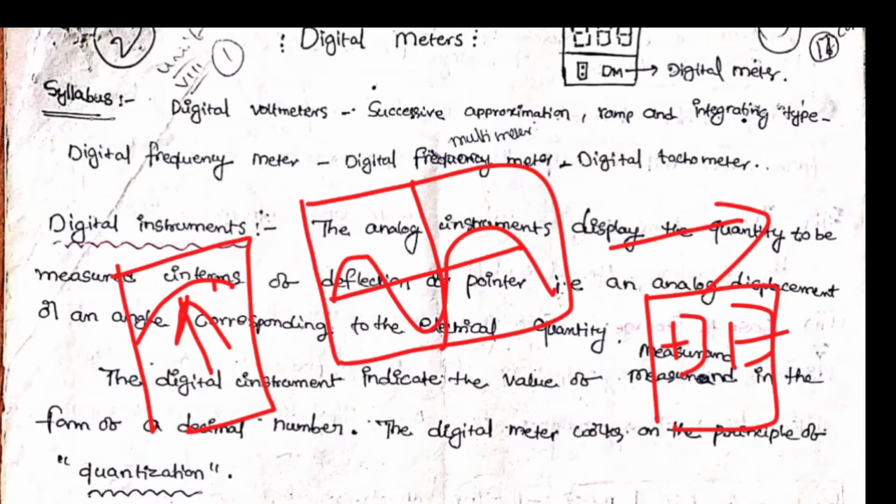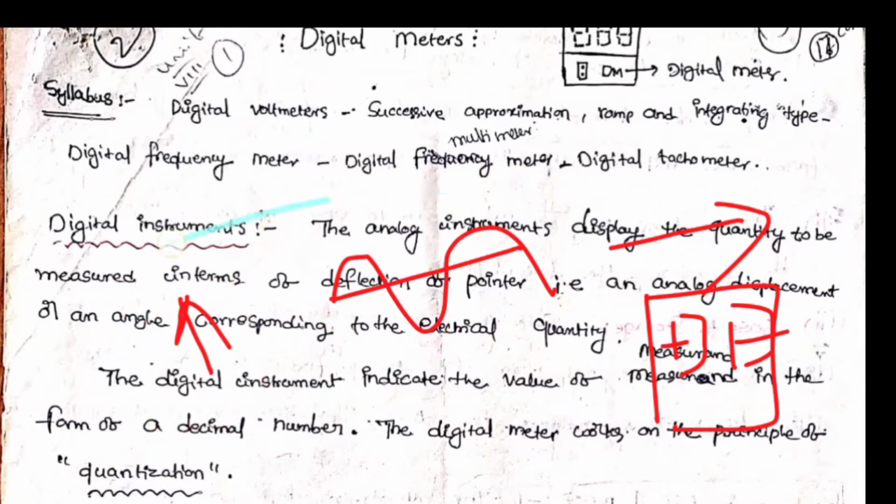Digital meters play a key role nowadays because they are very easy to construct, easy to measure, and easy to observe the quantity without any error. Parallax error is reduced. There are no moving parts, hence frictional errors also reduce. That is the advantage of a digital instrument.